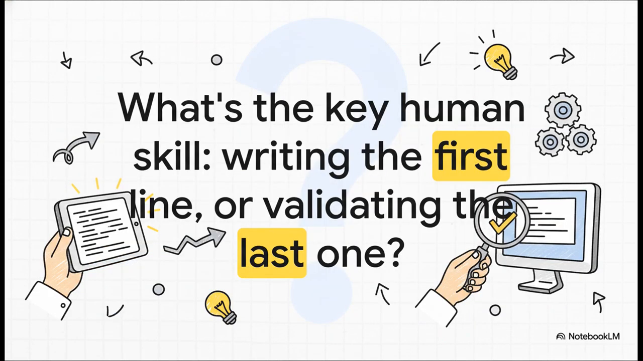So, all this leaves us with a final thought to chew on. As AI assistants write more and more of our code bases, what becomes the most important skill for a human developer? Is it the creativity to write that perfect first line, that initial prompt? Or is it the wisdom and the rigorous judgment needed to validate that very last line of code before it goes out to the world? Something to think about.